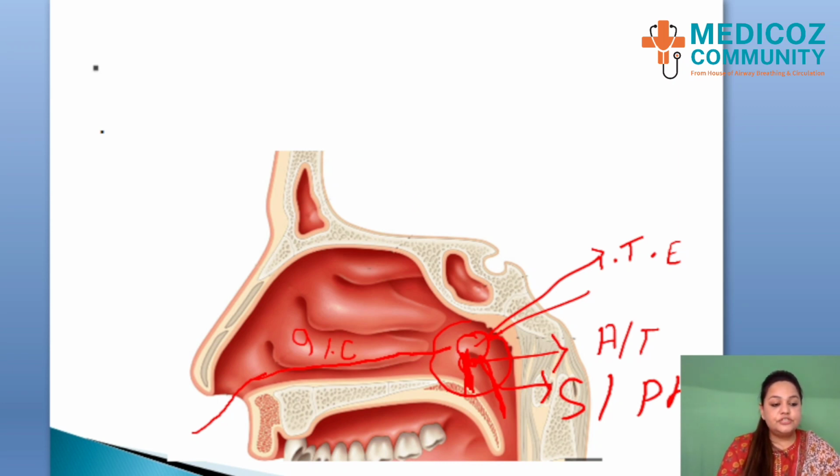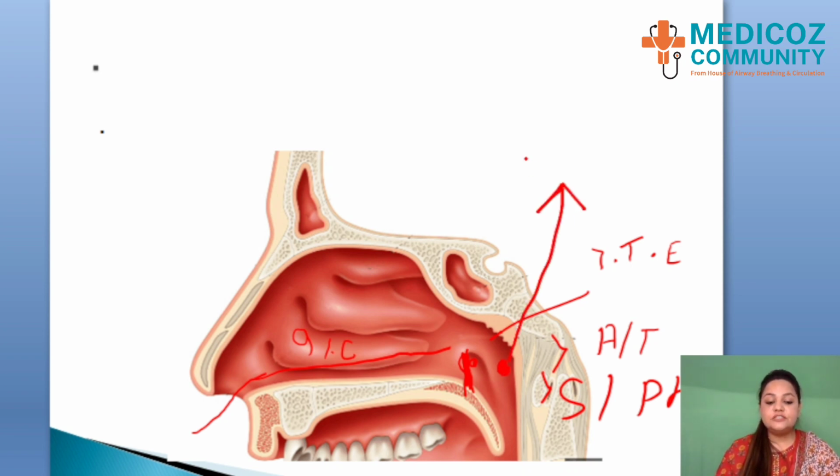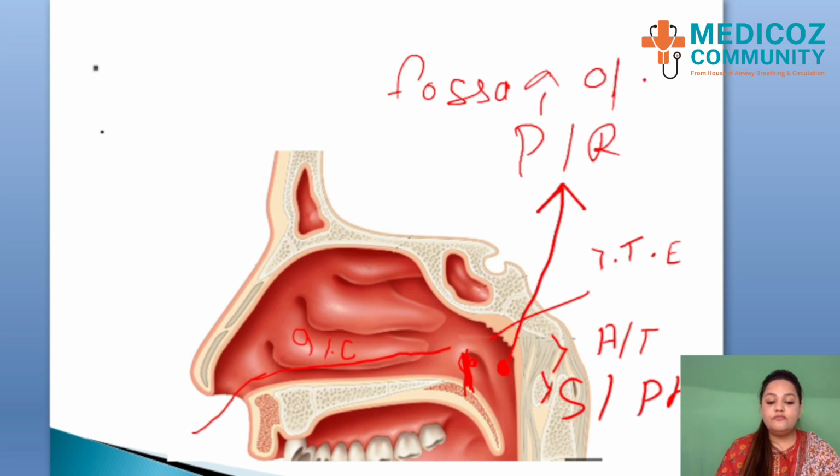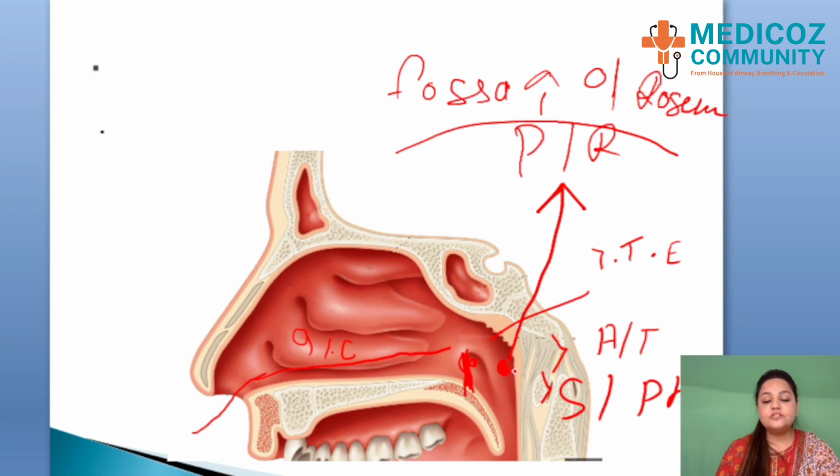Now posterior to this salpingopharyngeal fold, there is a depression here. Actually it is not a depression, it is an area, a small space. This space posterior to the salpingopharyngeal fold is called the pharyngeal recess, which is also known as the fossa of Rosenmuller. Now we will see this endoscopic image.